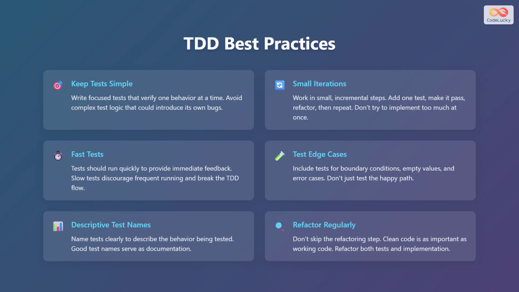Include tests for boundary conditions, empty values, and error cases, not just the happy path. Name tests clearly to describe the behavior being tested. Good test names serve as documentation. Finally, don't skip the refactoring step. Clean code is as important as working code. Refactor both tests and implementation.